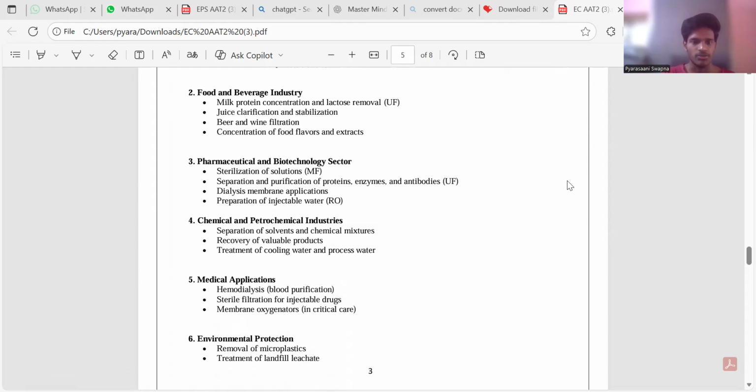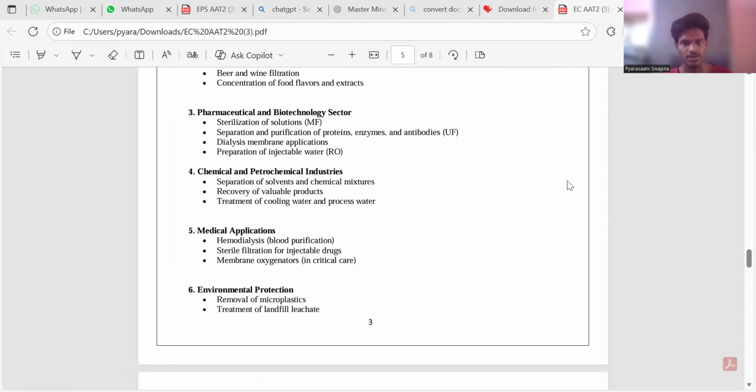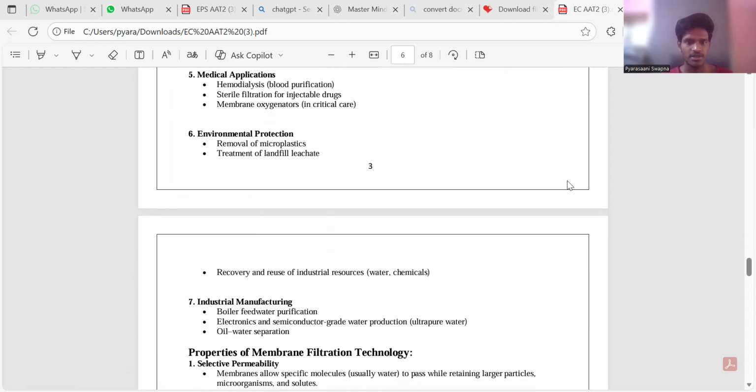Environmental protection: removal of microplastics, treatment of landfill leachates, recovery and reuse of industrial resources such as water and chemicals. Industrial manufacturing: boiler feed water purification, electronics and semiconductor grade water production, oil-water separation.